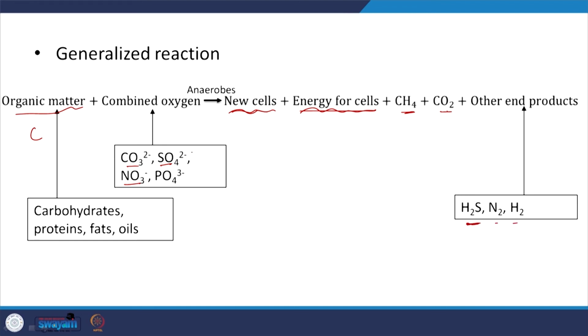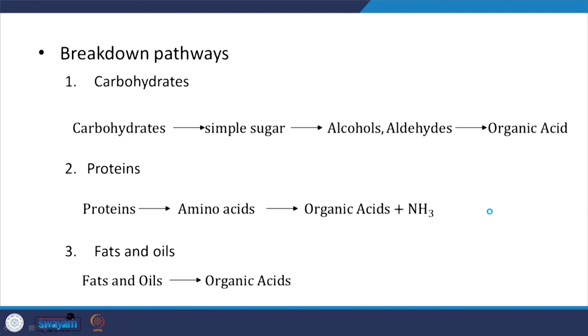Why H2S? If sulfate is there and anaerobic conditions prevail, sulfate can act as an electron acceptor, and it is going to be reduced, forming hydrogen sulfide. As I mentioned, this hydrogen sulfide can be toxic to the methanogens and affect the whole system. So, this is one aspect to understand. Let us simplify it one last time. In the hydrolysis step, carbohydrates break down to simple sugars, alcohols, aldehydes and organic acids. Proteins give amino acids, and again a source of nitrogen. Fats and oils give organic acids.